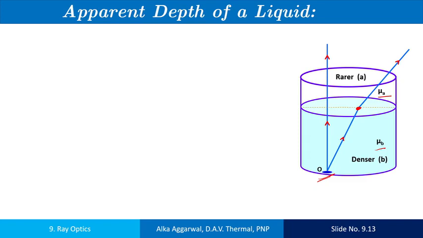For an observer standing outside, that is in a rarer medium, the ray of light is coming from the point O dash. So for the observer, the depth is HA. It is called apparent depth, the depth which appears to the observer, but the actual depth is HR. Now we are going to derive the relationship between HA and HR.